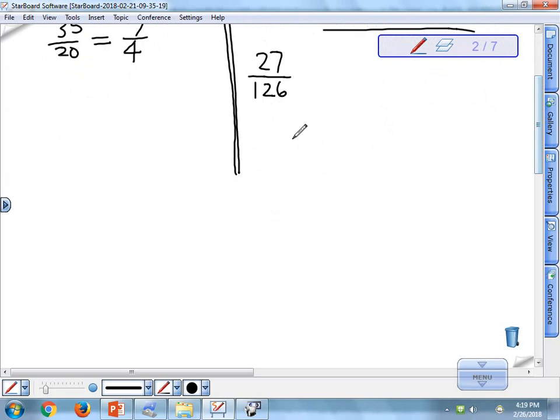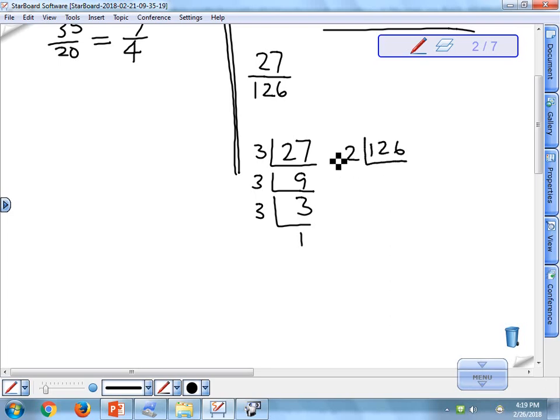So 27 can be factored into its prime factors, and when I do so, I see 3 goes in here, 3 goes into 9 3 times, and then lastly 3 goes into itself once. And then I can do the same thing with 126. I can see that 2 goes into 126. It's an even number. It goes in 63 times. 2 doesn't go into that, so now I'm going to try 3. 3 goes into 63 21 times. 3 goes into 21 7 times, and then of course 7 is prime, so that's my last factor for 126.